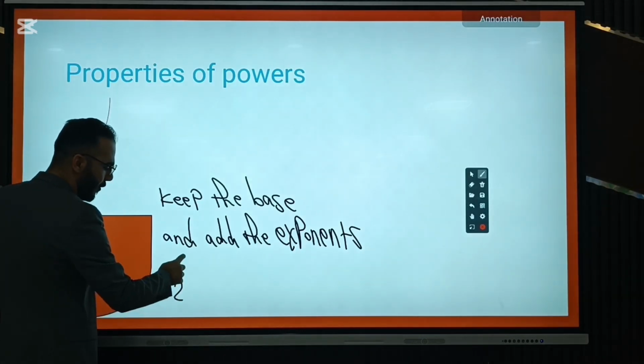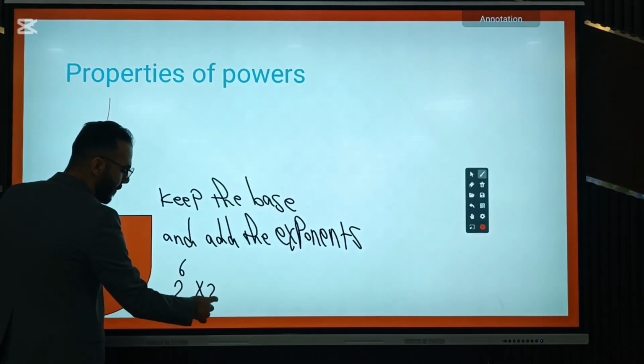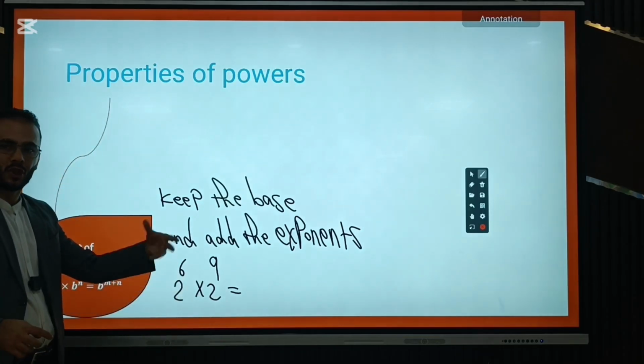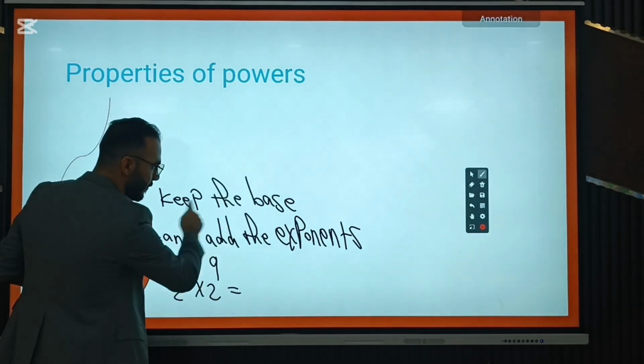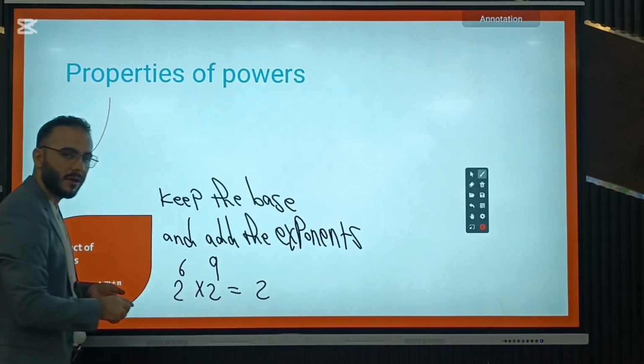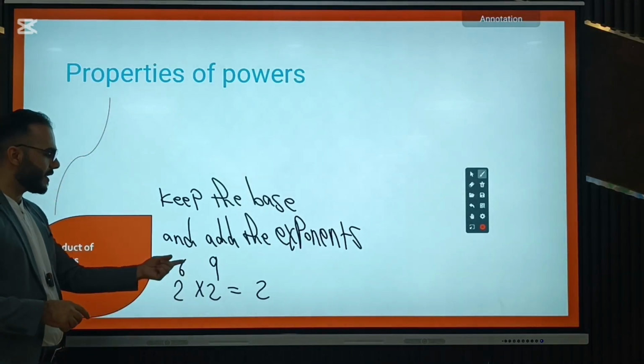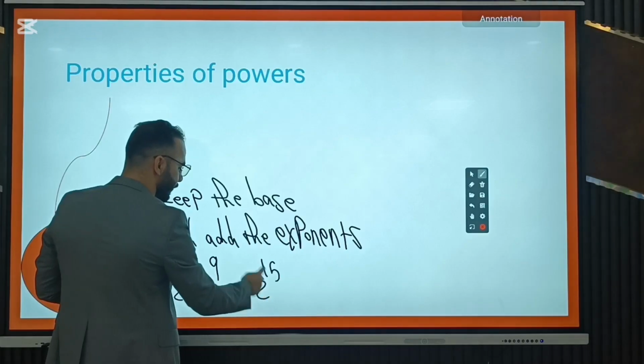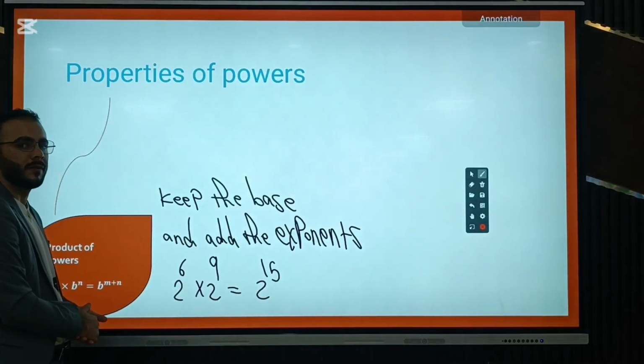Let's turn that into a numerical example. Let's say 2 to the power of 6 times 2 to the power of 9. Here, as you can see, the bases are the same, which is 2. So keep the base, don't change the base, and add the exponent. 6 plus 9 is equal to 15. So 2 to the power of 15.